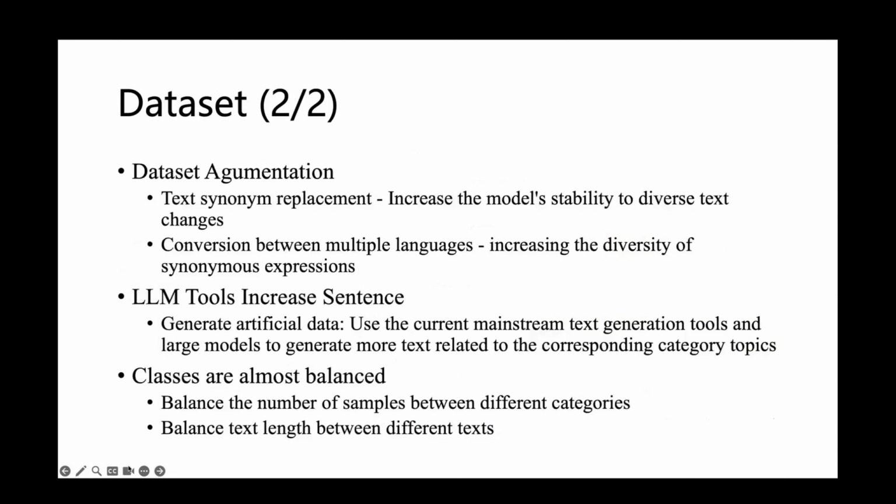To deal with the small and imbalanced dataset, we first did dataset augmentation. We use text replacement to make the model more stable when facing different wording and language conversation, to enrich the variety of expressions without changing the meaning. We also use large language models to generate artificial data, creating more consultation examples, especially for underrepresented categories.